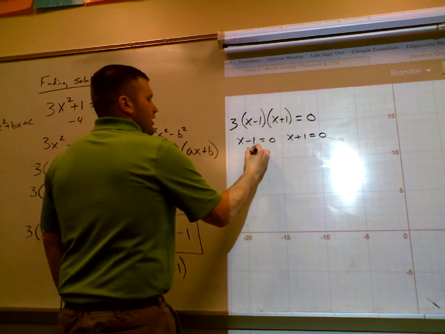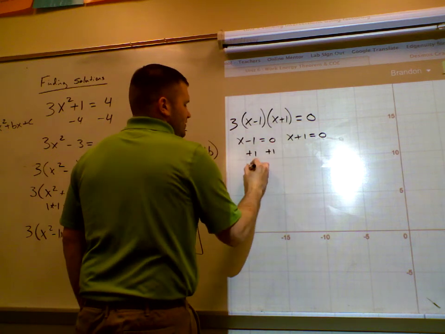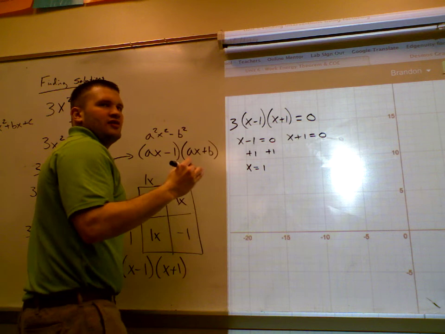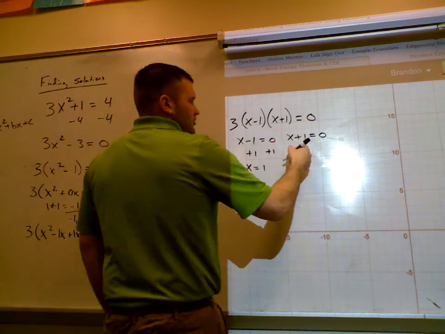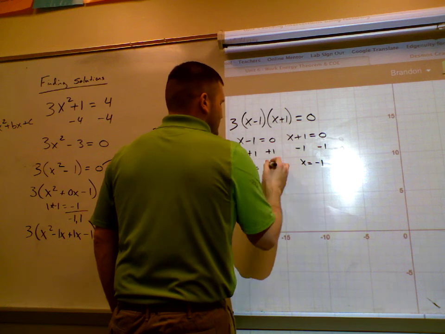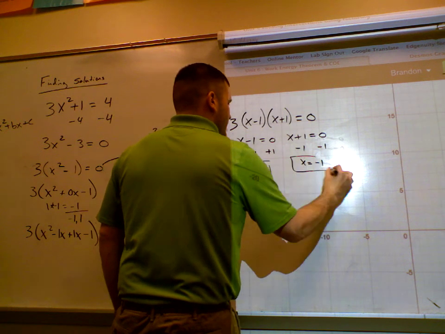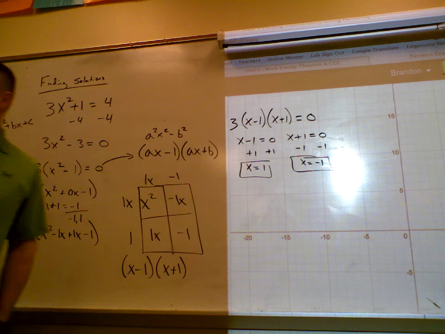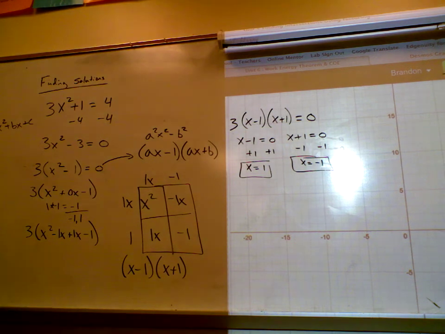Okay. Good. Add 1 here. X equals 1, right? Subtract 1 here. X equals -1. So then those are our 2 solutions. Does that make sense?